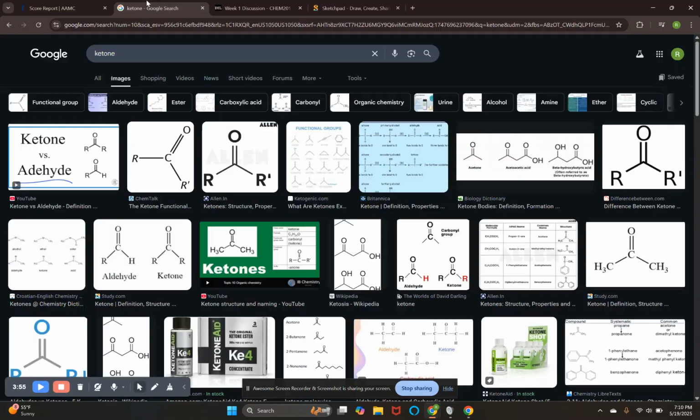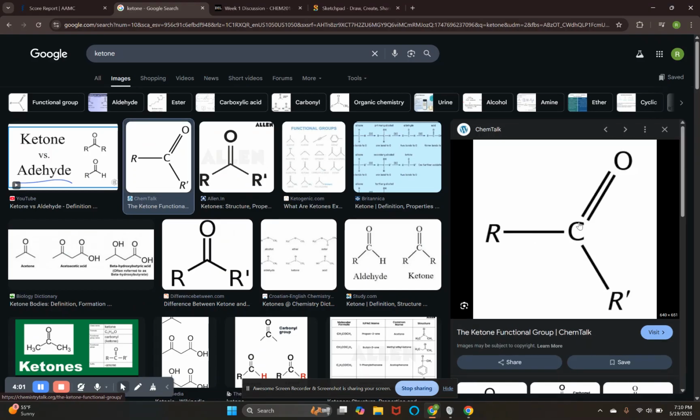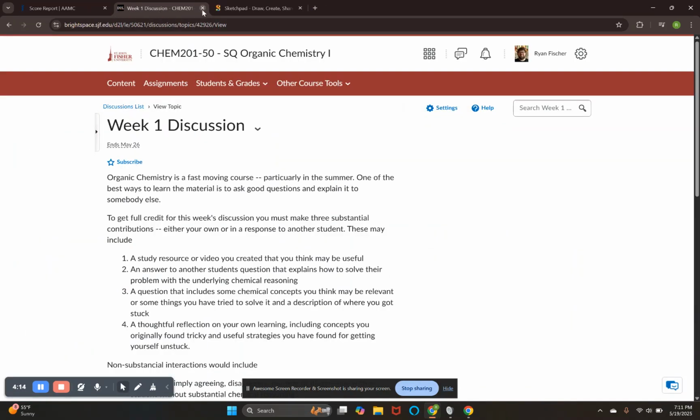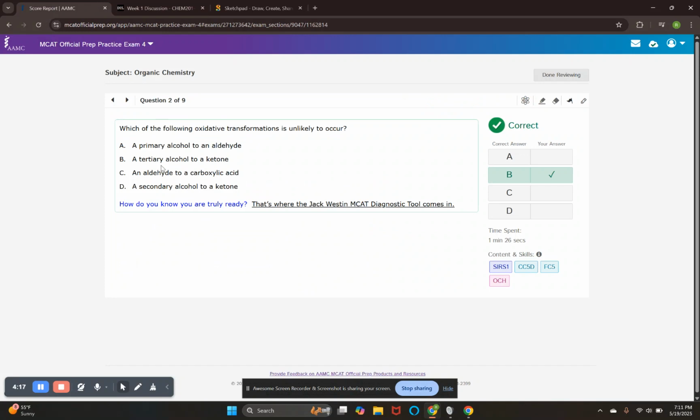So for those who don't know, a ketone looks something like this. We have a carbon that is double bonded to an oxygen. The lone pairs are not shown. And that carbon is also bonded to some R groups. So if we go back here, as I said, the answer is a tertiary alcohol to a ketone.